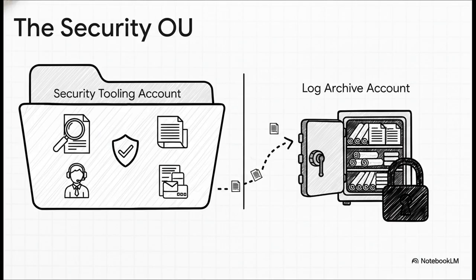And right next to it, you have the log archive account. Its only job in life is to be a super secure, immutable central bucket for all of your logs. Access is locked down tight to make sure your audit trail is untouchable.